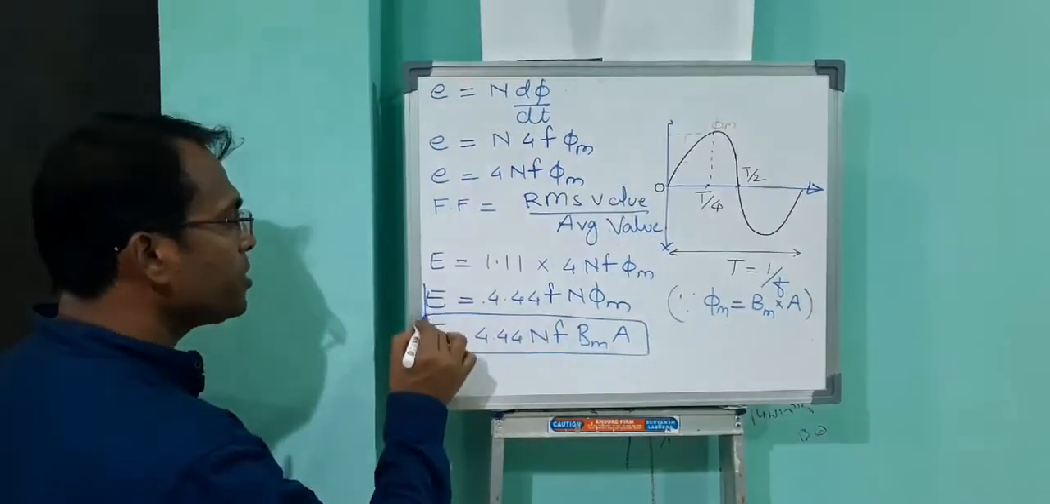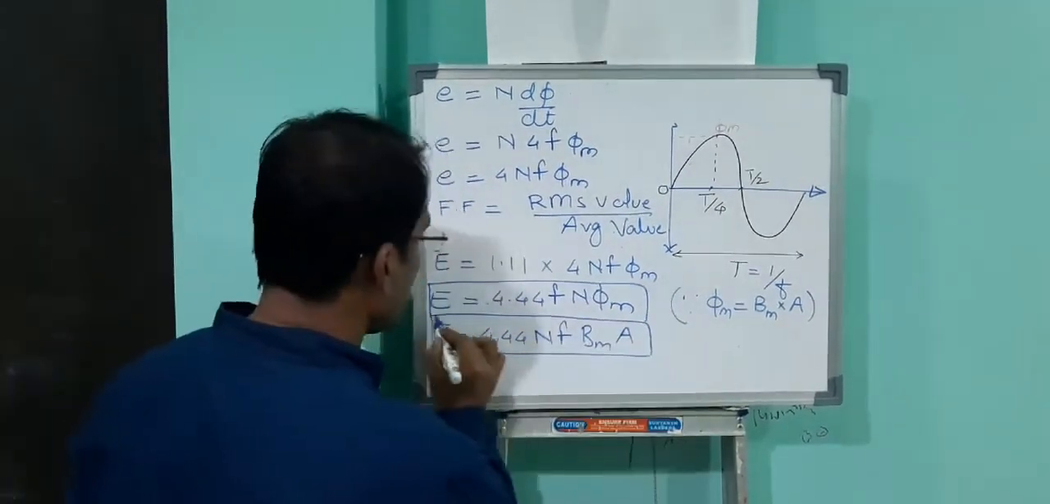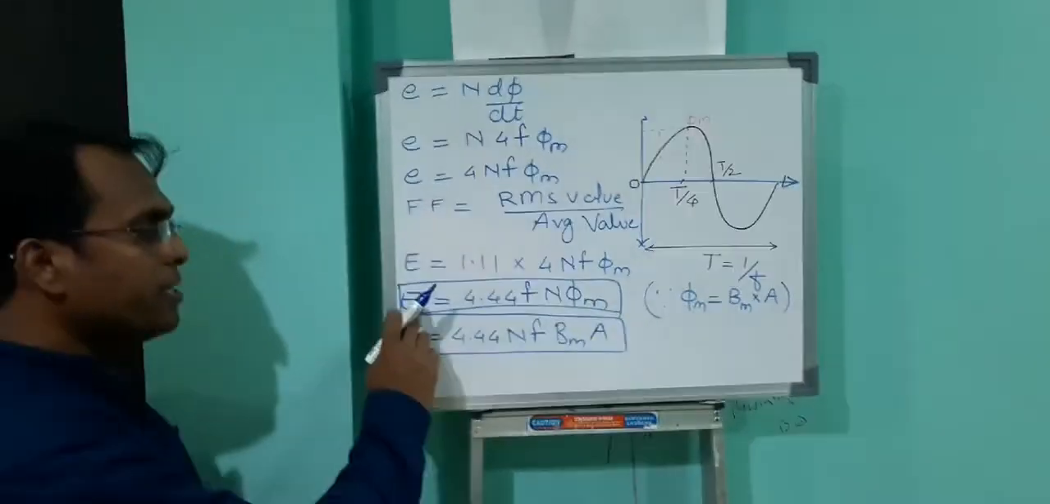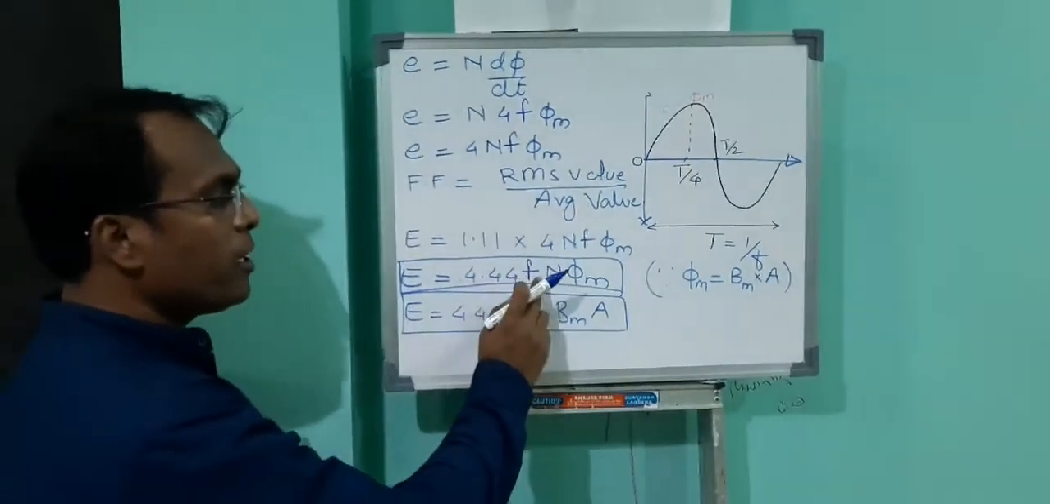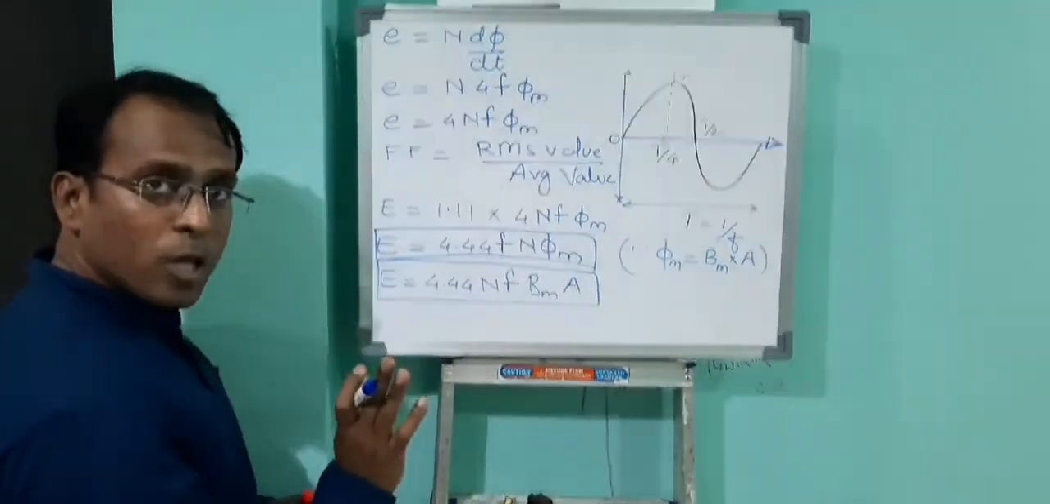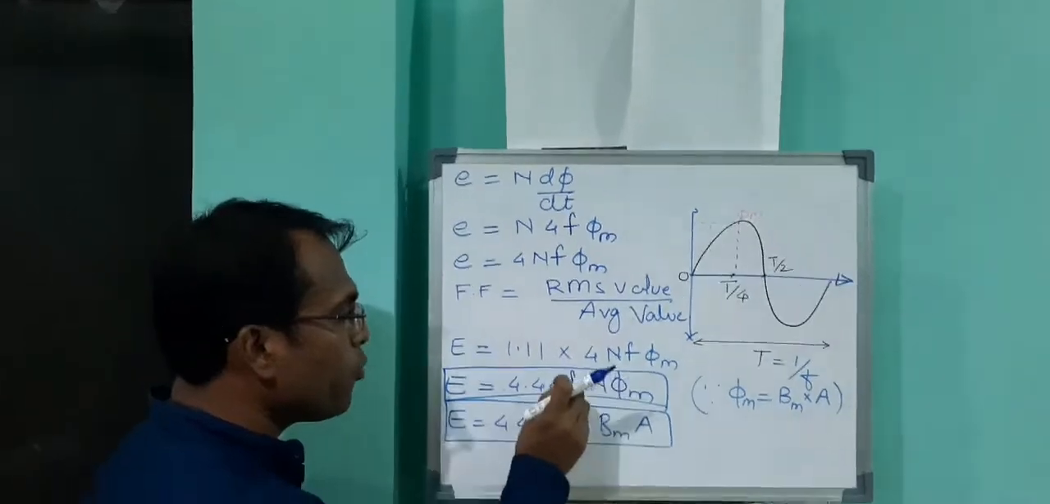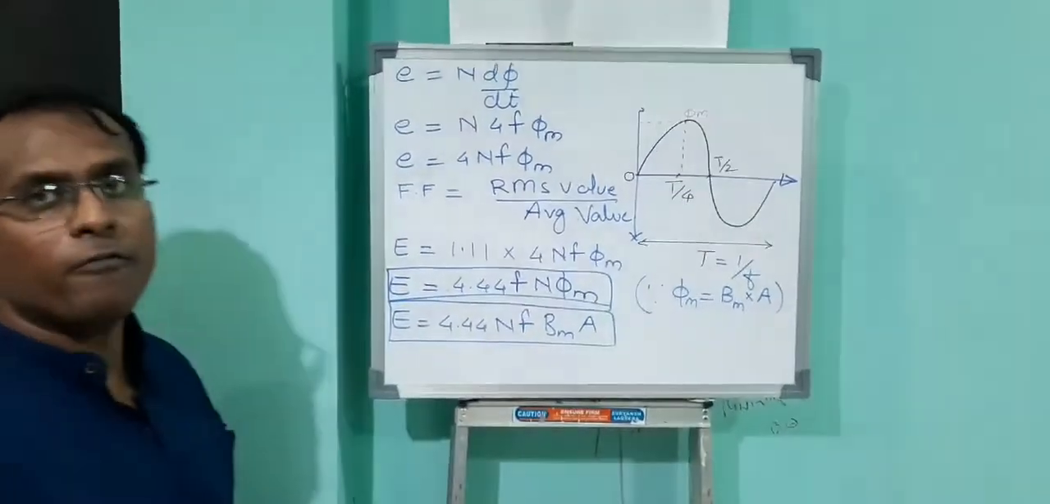This or this you can say. Okay. So if you are talking about primary side, then it is E1 equals 4.44 f n1 phi m, or you can say E2 equals to 4.44 f n2 phi m.